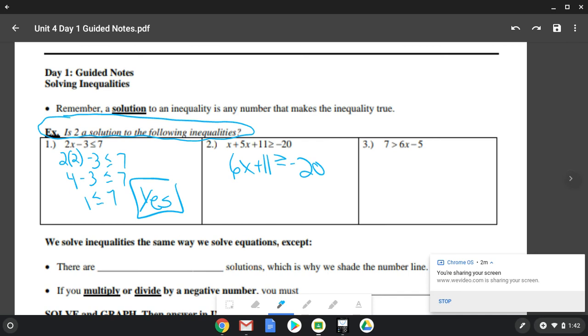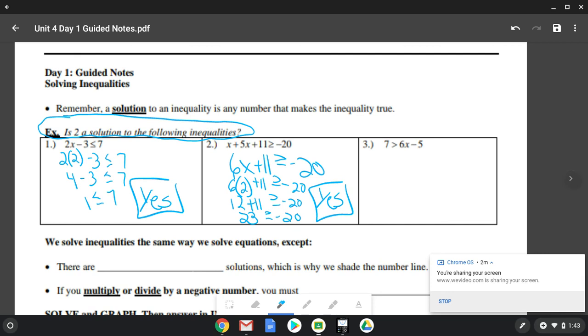All right, so if I plug in 2 right here, we get 12 plus 11 is greater than or equal to negative 20. 12 plus 11 is 23. Is 23 greater than or equal to negative 20? Well, that answer is yes as well. 23 is greater than a negative number. So that works as well.